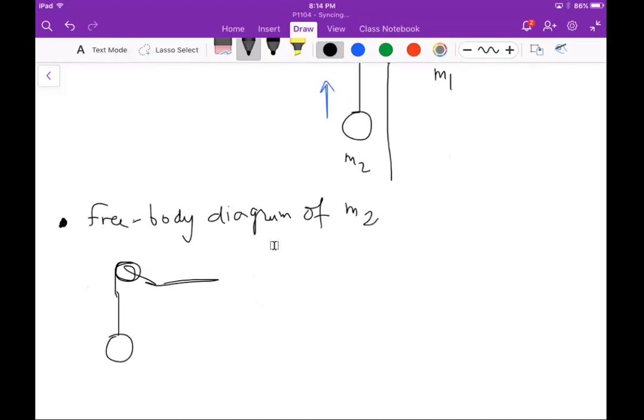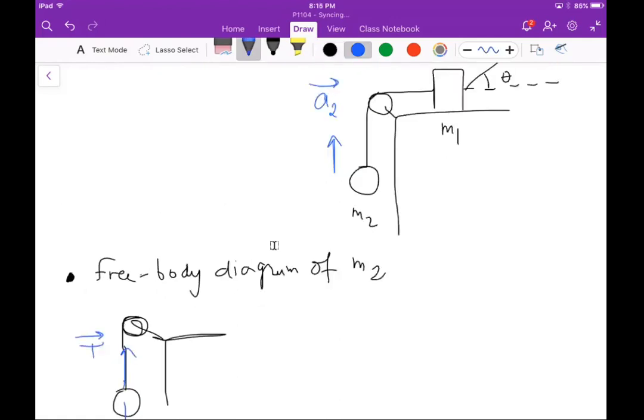So what are the forces acting on this M2? This is very easy. So we have here M2G, there are not plenty of forces, and you have here the tension in the chord T. And of course, since the chord is inextensible, the block M1 and M2 are moving with the same magnitude of their acceleration. And since the pulley also is frictionless and massless, the tension in the chord is the same on both sides of the pulley. And so therefore, the tension acting on both blocks by the chord is the same.